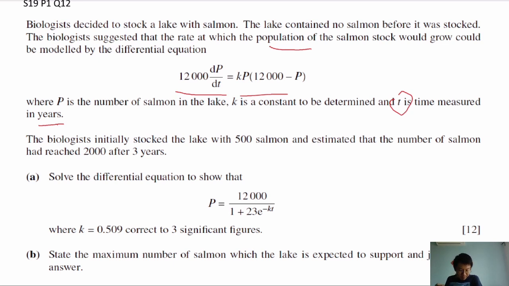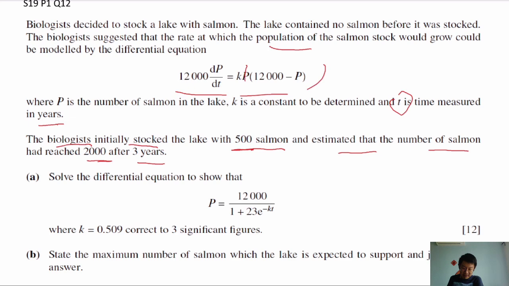It is mentioned that the biologists initially stocked the lake with 500 salmon, and estimated the number of salmon had reached 2,000 after 3 years. These are very important pieces of information that they already give us. First, solve the DE to show that P is equal to this expression. We also have to find out the value for the k in that case.